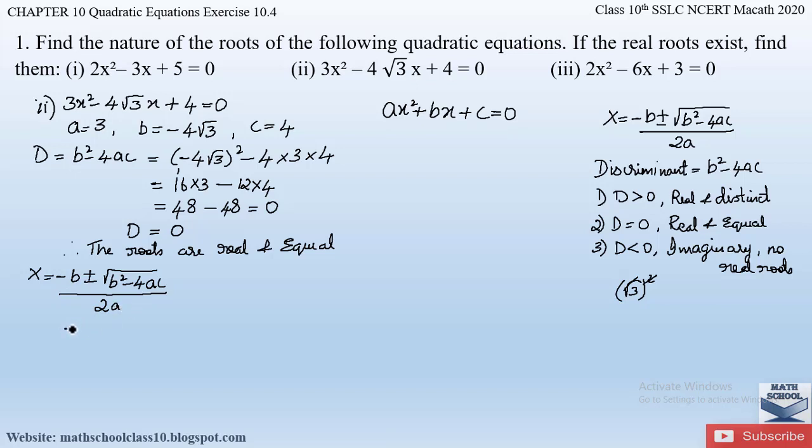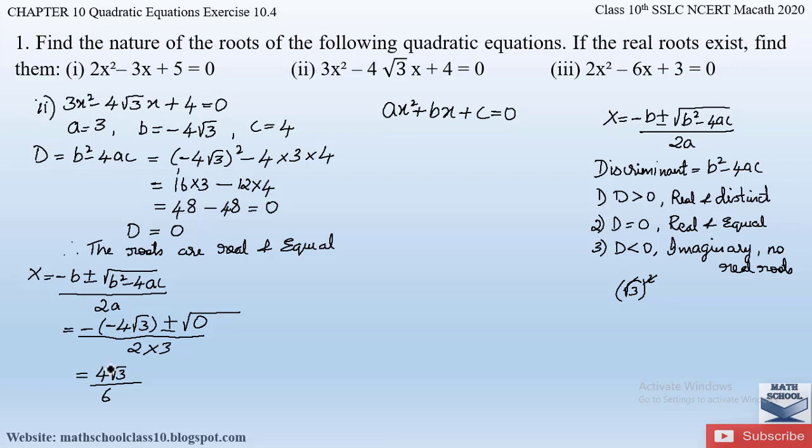So that will be minus b. Minus of b is minus of minus 4 root 3 plus or minus square root of b square minus 4ac. The value of b square minus 4ac we have already calculated, that is equal to 0. So that will be square root of 0 divided by 2 into a, where a is 3. So here again, minus into minus will be plus 4 root 3 plus or minus, this part is 0, so this is neglected, divided by 3 2s are 6.